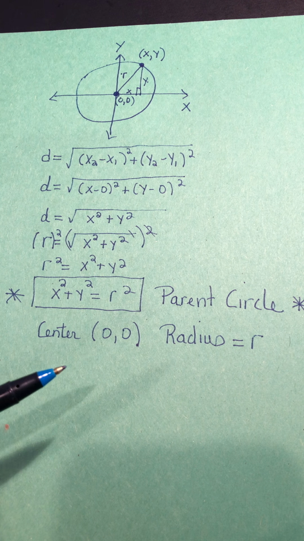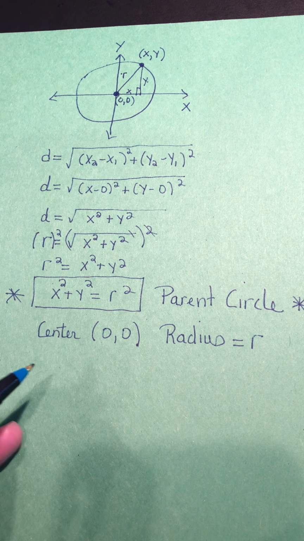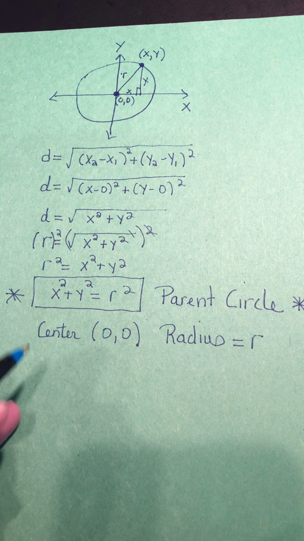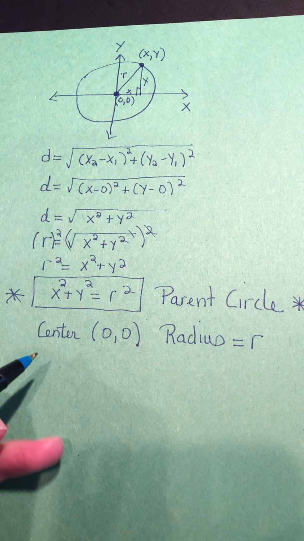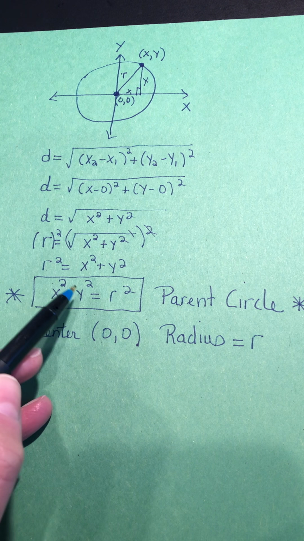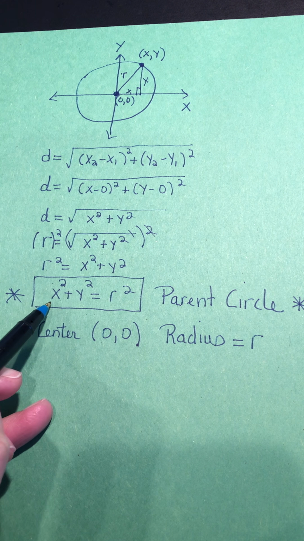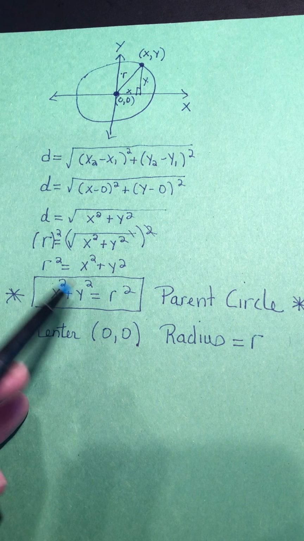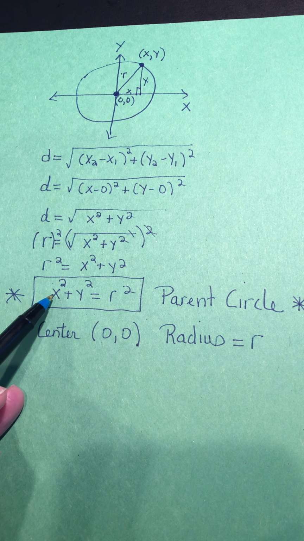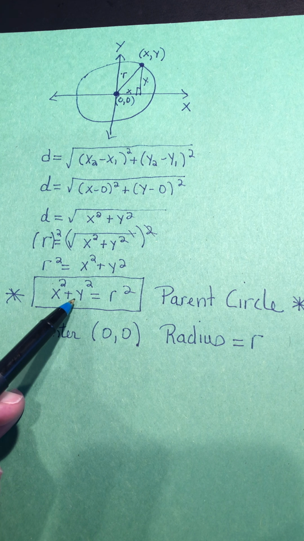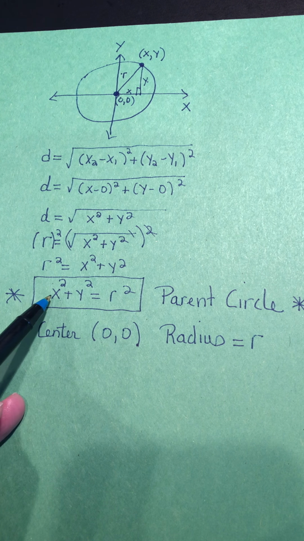Okay, now what's really, really important about circles that you have to understand is that in order to have a circle mathematically, it is crucial that the coefficients in front of the x squared and y squared match, and that they're both positive. If those conditions are not met, you will not have a circle. So for example, I have a positive 1 in front of x squared, and I have a positive 1 in front of y squared. That will make a circle.